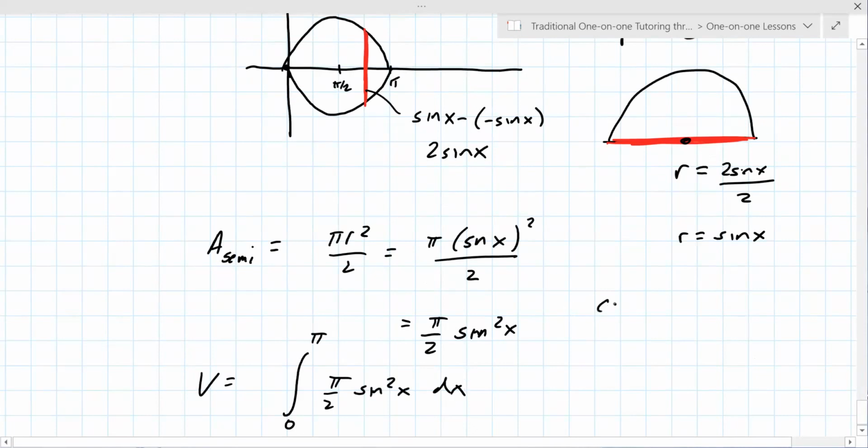So when you're doing a cross section volume, it's the integral of the area function dx. There's no pi. But with discs and washers, there is pi.